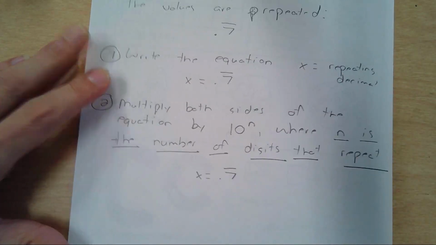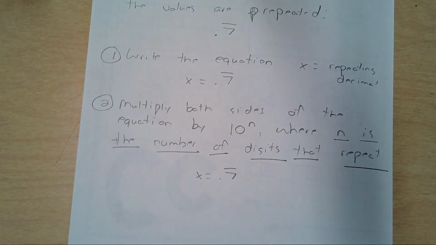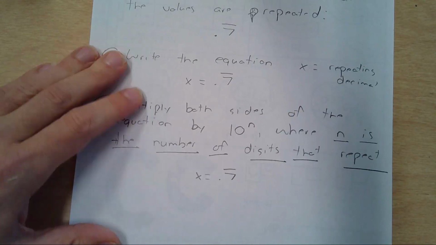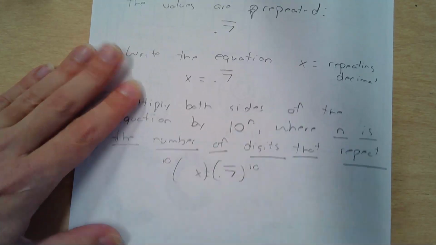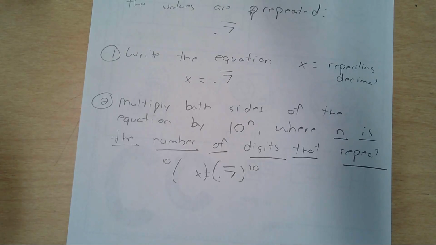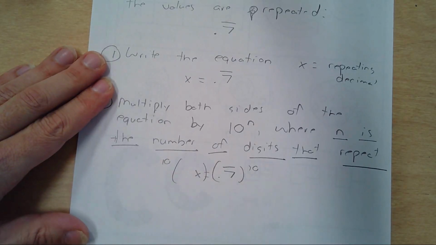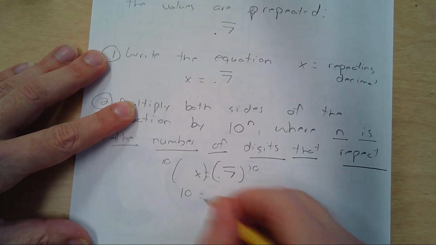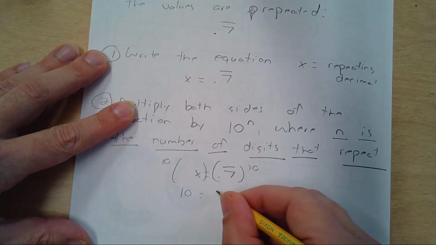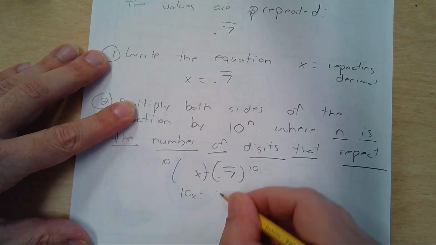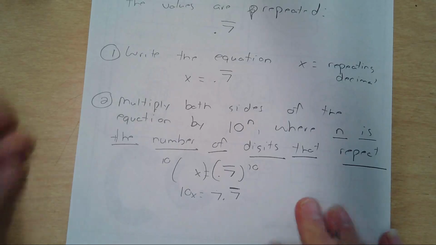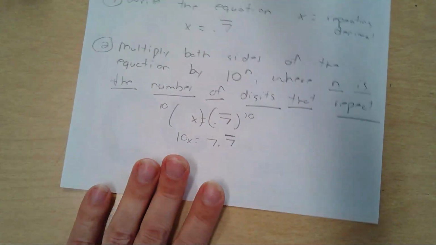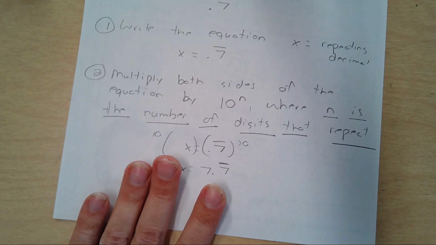So I would multiply everything. Basically, we want to move the decimal all the way to the right of the repeating part. So I would multiply everything here by 10, and I'm going to get a new equation. What's 10 times x? 10x. And then 0.7 repeating times 10 is 7.7 repeating. So I got 10x equals 7.7 repeating. Again, I'm just putting that over there. All I did was multiply by 10.